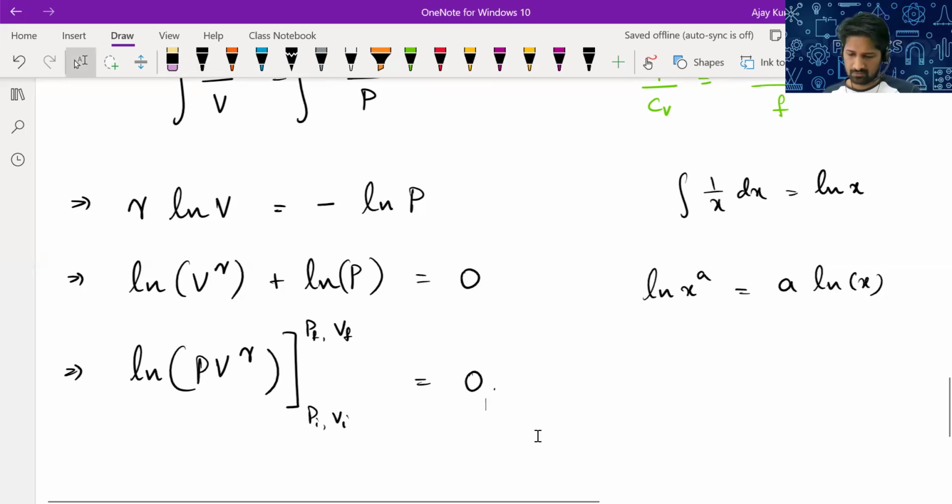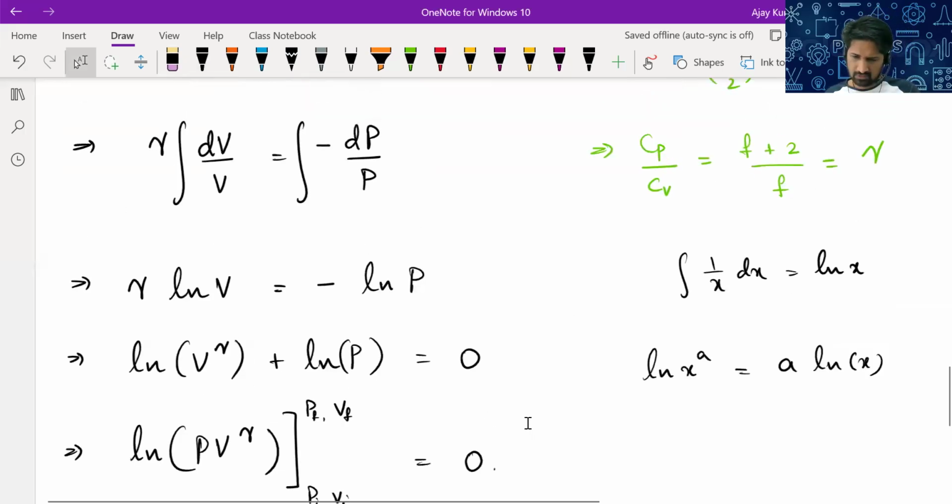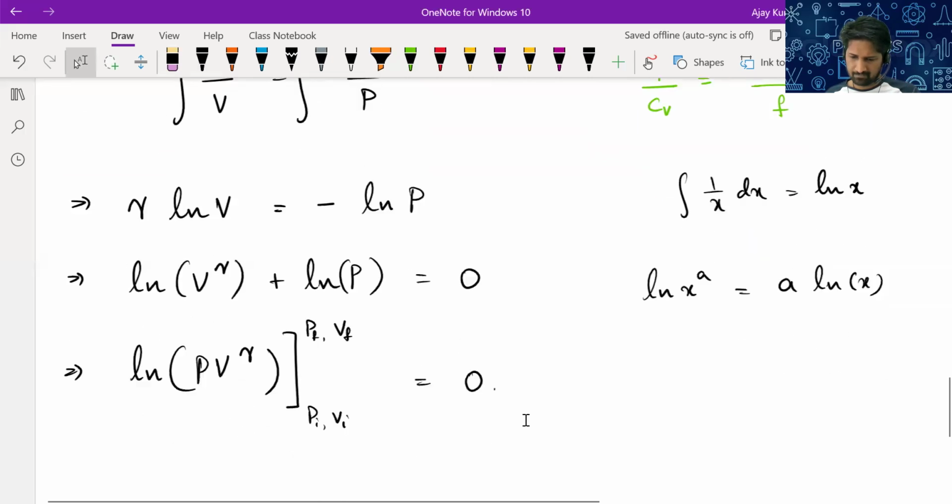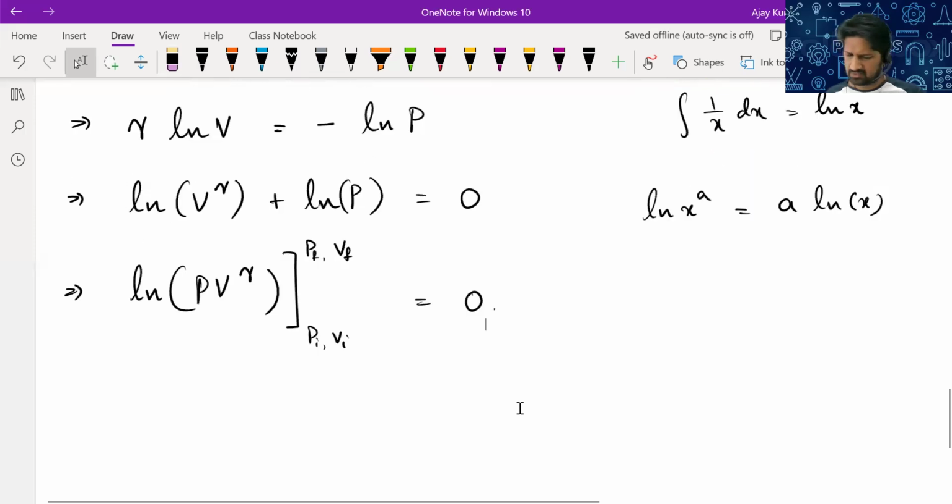is equal to 0. Wait, how did we get a 0 here? We integrated both sides and, okay, yeah, that's fine.